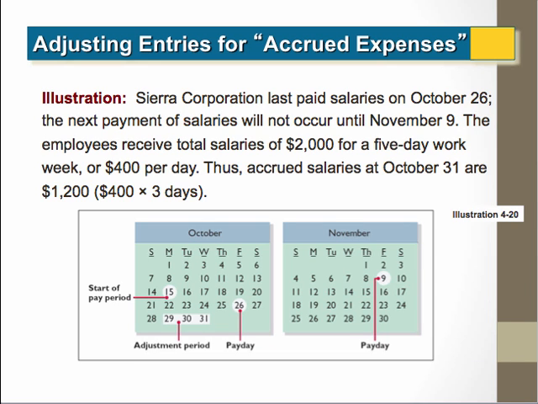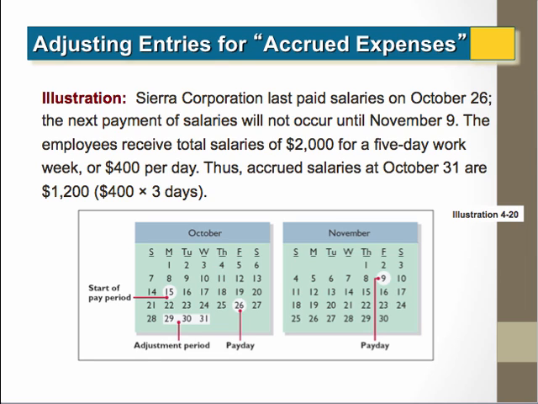Another example. Sierra Corporation pays salaries on October 26. The next payment of salaries won't occur until November 9th. Remember, we're doing this for October 31st, so the employees have been working October 26th through October 31st. The employees receive total salaries of $2,000 for a 5-day work week, or $400 per day.